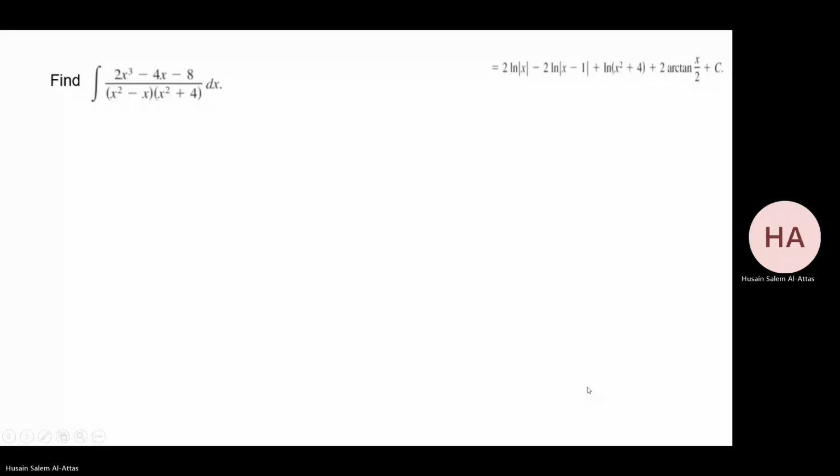Bismillahirrahmanirrahim. Let me continue doing these problems. Okay. Now this is what? Very clear, I need partial fractions. So I need to rewrite this. X cubed minus 4x minus 8, which I can simplify.